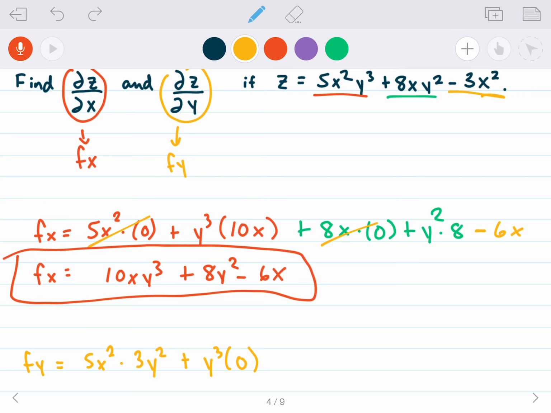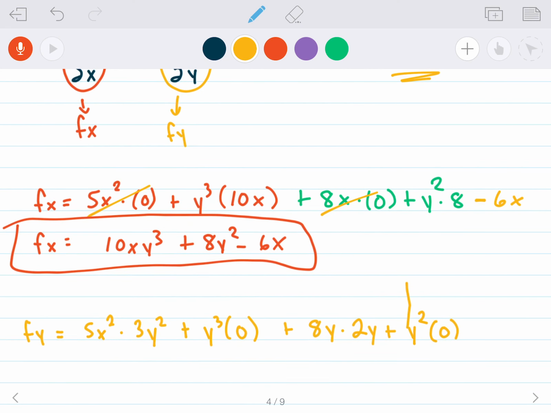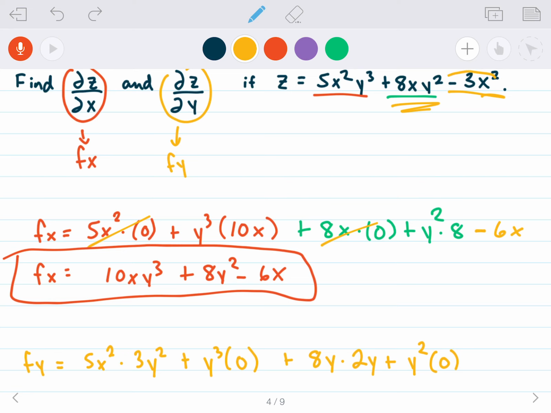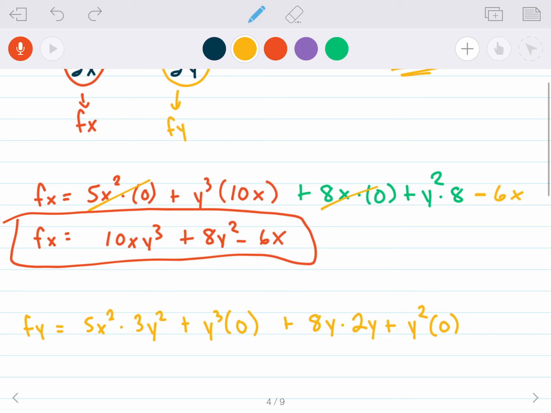Okay, so that's red. Maybe I should have done that in red. Oh well. Okay. Let's go ahead and do the next one then in green. So plus keep the first 8x times the derivative of the second, which is 2y, plus keep the second y squared times the derivative of 8x. Well, the derivative of 8x is 0. And finally, the yellow, the derivative of anything with x is just 0, so that's just 0. We don't even have to write it.